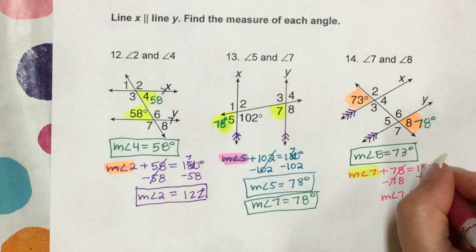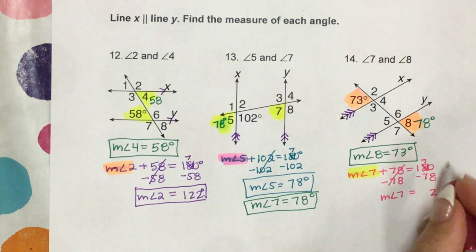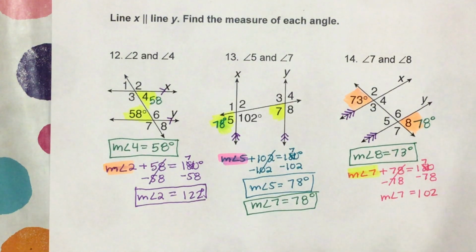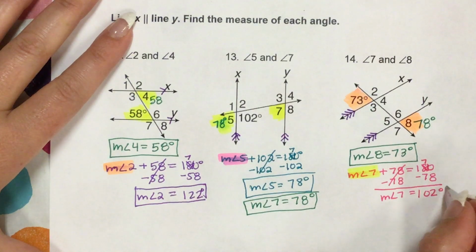0, we can't do that. We have to borrow from the 8, making that a 7 and that a 10. 10 take away 8 is 2. 7 take away 7 is 0. And then we drop down the 1, which means that the measure of angle 7 is 102 degrees.